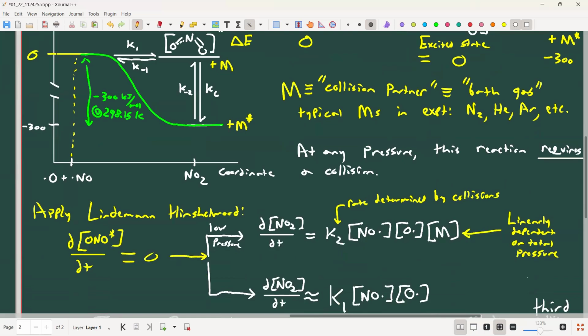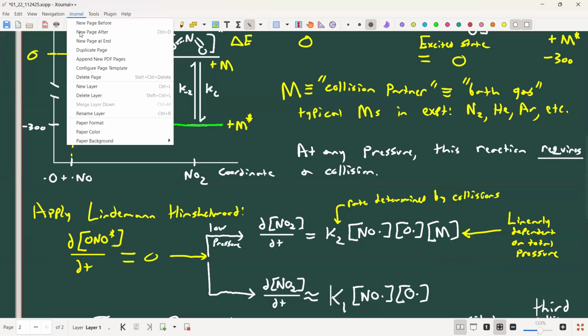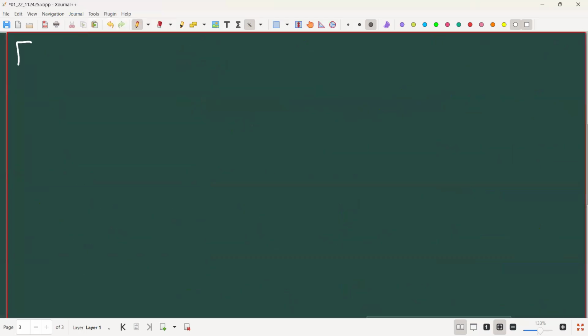Okay, so the important thing here is that the rate of NO2 formation is proportional to the pressure. So I just have one more plot to show you. We can look at experimental data.